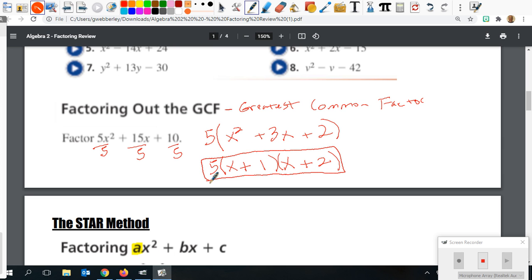If we did this and left this as our answer, we didn't factor it completely yet. It's not fully factored. We always got to make sure we get it down to all of it being factored where nothing else can be factored anymore. We can't obviously factor a number anymore, it's just 5. And we can't factor x plus 1 anymore or x plus 2 anymore. They're done.